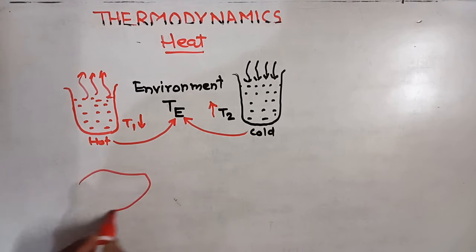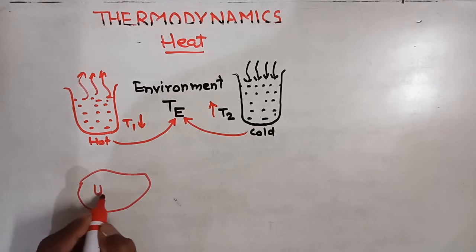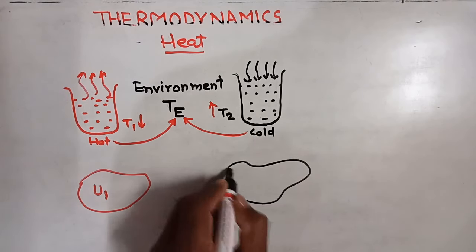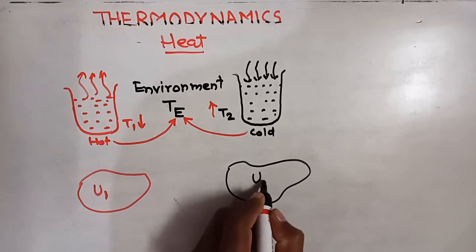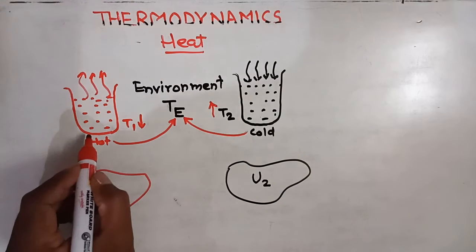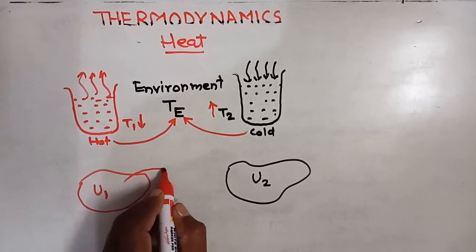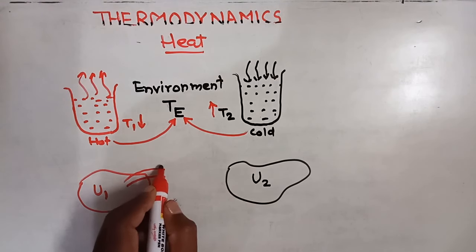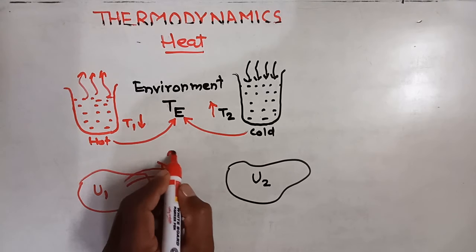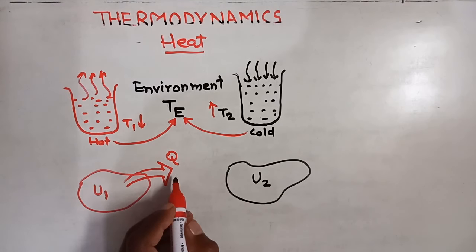Let us consider this to be the system of hot water which initially has internal energy U1, and suppose this is the system of cold water which initially has internal energy U2. Now this system exchanges energy with the surrounding. The heat is transferred from the system to the surrounding. Let Q be the heat which is transferred from system to surrounding.